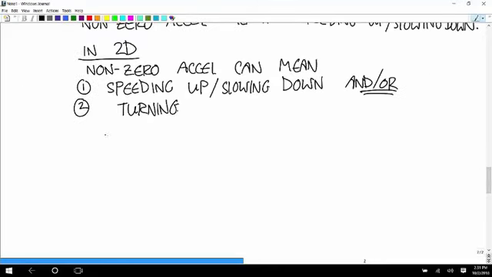So for example, this is a new thing. This couldn't happen in 1D, but think about that astronaut training thing that they use to get astronauts used to high G forces. So they have this arm. The astronaut sits in a chair over here.